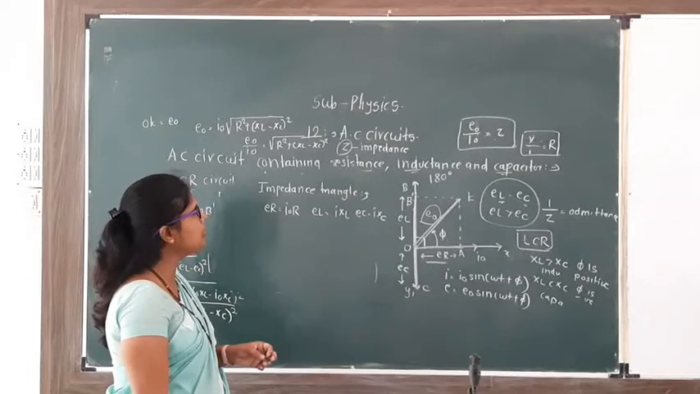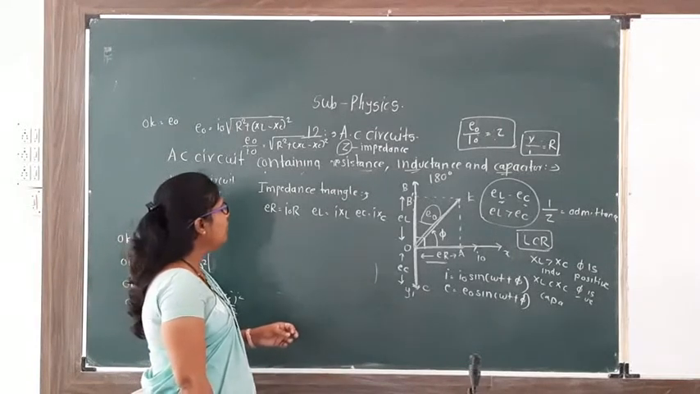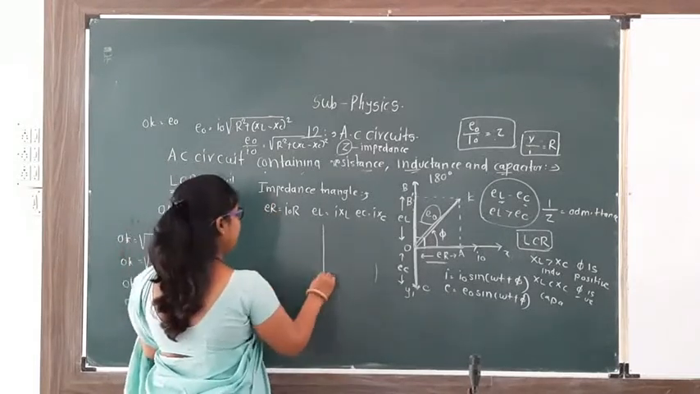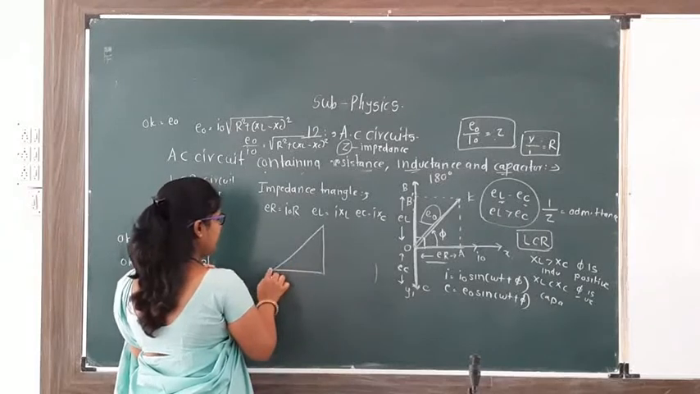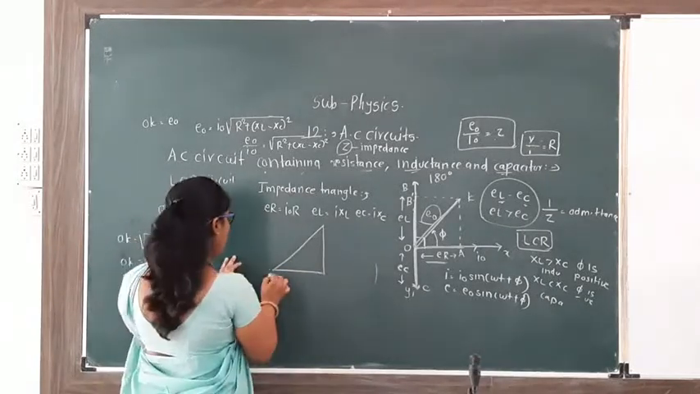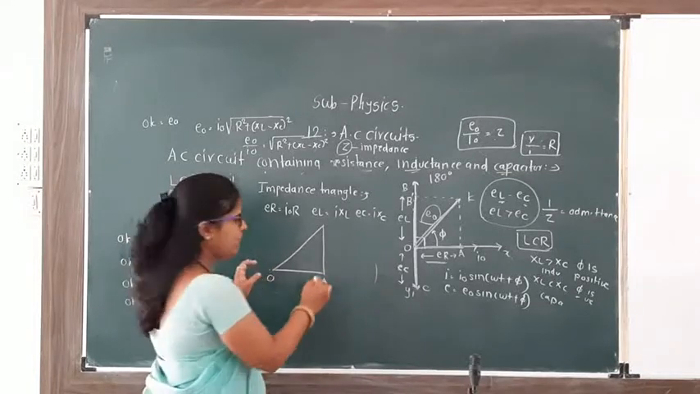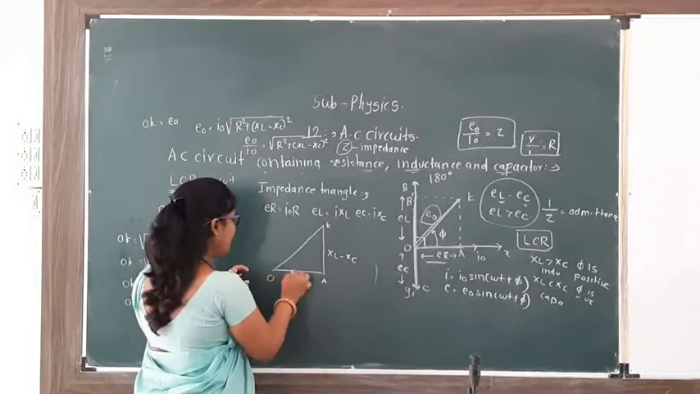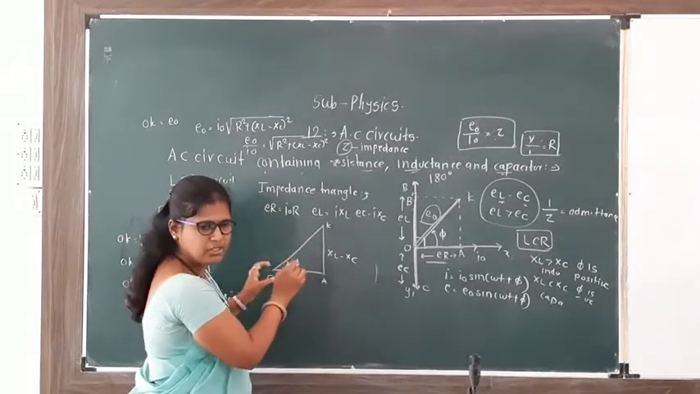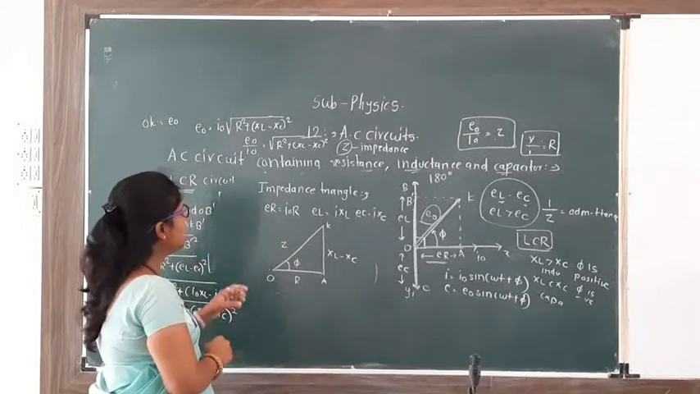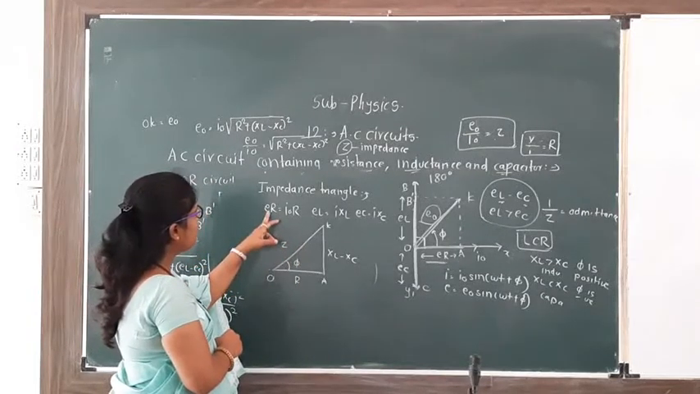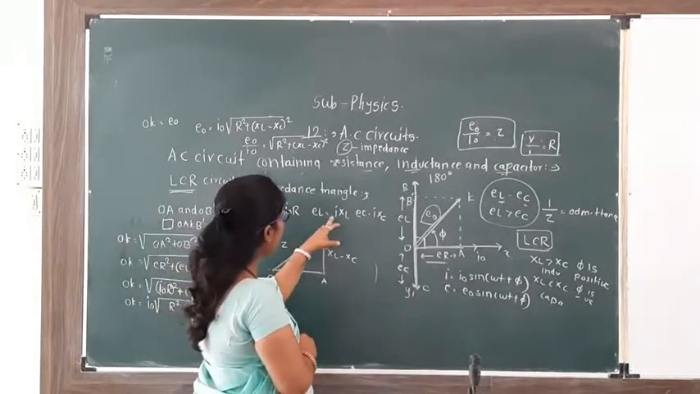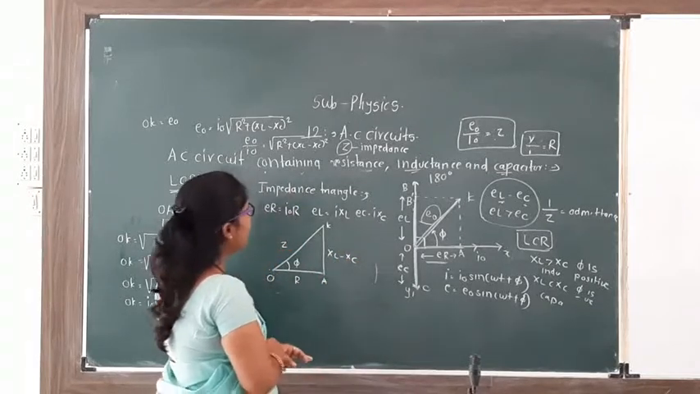Now here the resistor, inductor and capacitance are all connected together. Now we have to look at the impedance triangle. What is meant by the impedance triangle? Here we consider the triangle OAK, with XL minus XC as the perpendicular, R making an angle phi, and Z. The impedance triangle means ER is the voltage across the resistance I0 R, the voltage across the inductor is I XL, and the voltage across the capacitor is I XC.